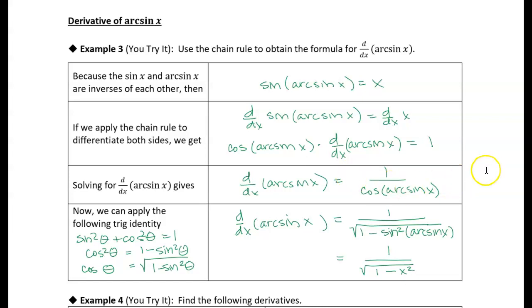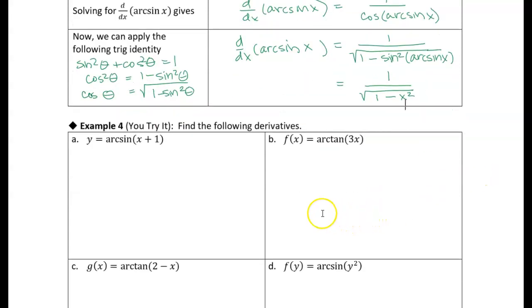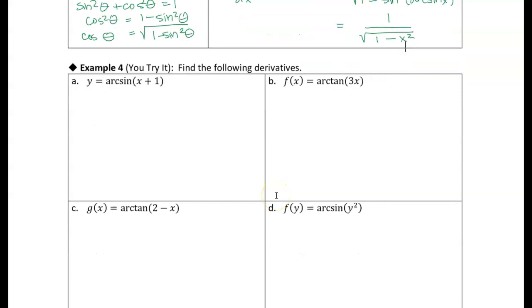All right, so go ahead and try these next few derivatives, just applying what we just learned. Now you know the derivative of the arctangent and the arc sine, so now use those derivatives to solve these problems in example 4, and then I'll meet you back up for the next video with the solutions.